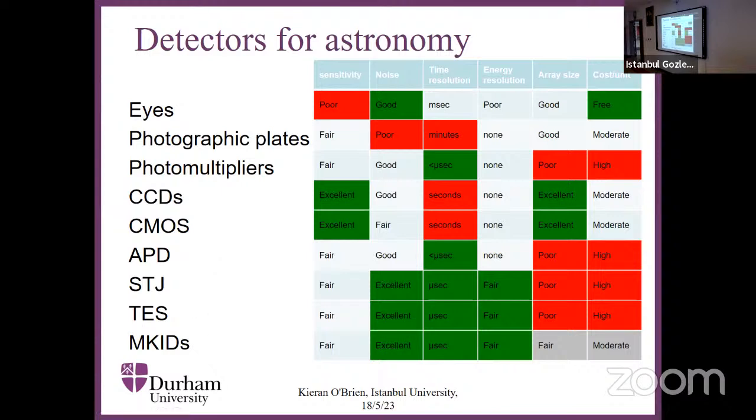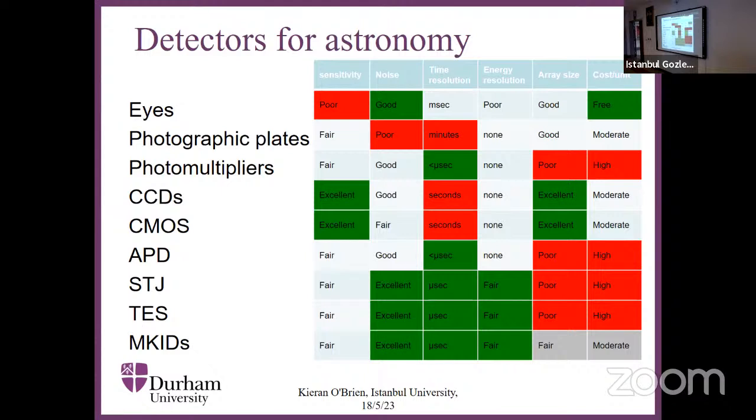For many years we used our eyes, which is actually pretty good. Then we moved onto photographic plates, finally photomultipliers, before we moved on to the semiconductor detectors, and more recently into the APDs.